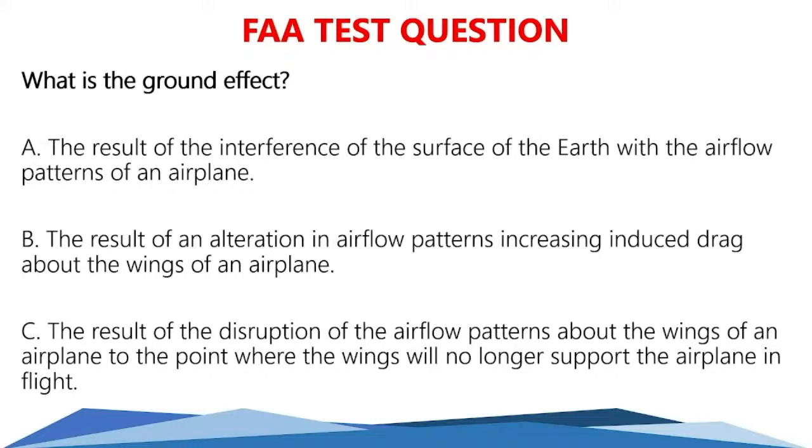So what is ground effect? Is it A, the result of interference of the surface of the Earth with the airflow patterns of an airplane? B, the result of an alteration in airflow and patterns increasing induced drag about the wings of an airplane? Or C, the result of disruption of the airflow patterns about the wings of an airplane to the point where the wings will no longer support the airplane in flight?